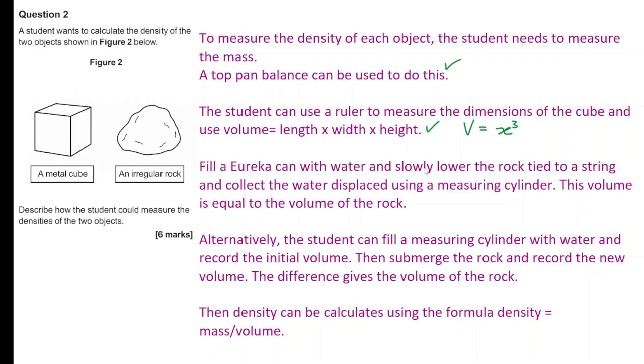Fill a Eureka can with water and slowly lower the rock tied to a string and collect the water displaced using a measuring cylinder. This volume is equal to the volume of the rock. Alternatively, the student can fill a measuring cylinder with water and record the initial volume. We called it V1 earlier. Then submerge the rock and record the new volume. The difference gives the volume of the rock. That's another way of saying it. Then density can be calculated using the formula D is equal to M over V. Density equals mass over volume. So you'll get marks for saying the correct equipment, for saying the formula, and for the procedure, all of that.